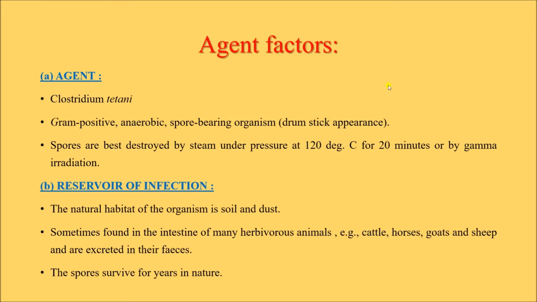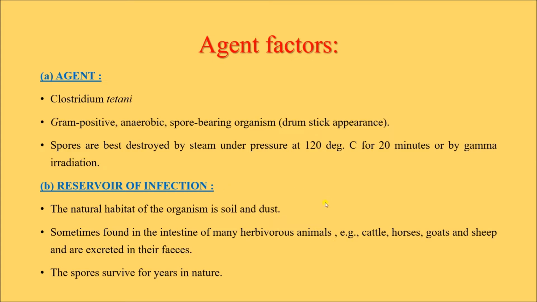Coming to the agent factor, this is a bacterial disease, as I mentioned, caused by Clostridium tetani, which is a gram-positive anaerobic spore-bearing organism, and it has an appearance of a drumstick. This is a spore-producing bacteria, and the spores can be destroyed by steam under pressure at 120 degrees Celsius for 20 minutes or by gamma irradiation.